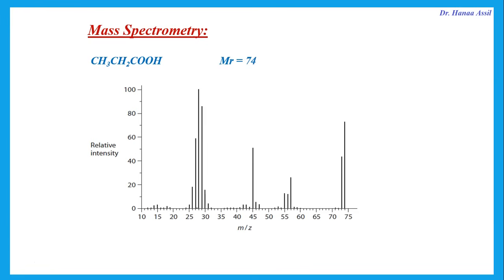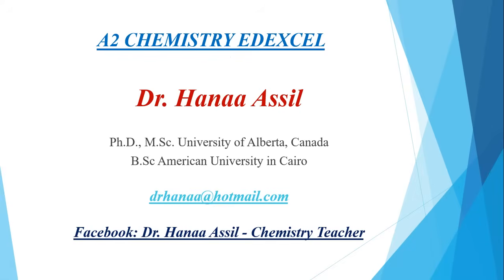Mass spectrometry, of course, the most important thing is looking for the molecular ion peak, which is the one with the highest m/z, and that gives me the molecular mass of the compound. We can also use the other peaks to determine the fragments that may be obtained from the compound.